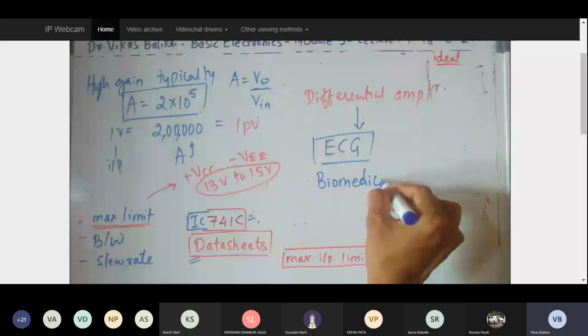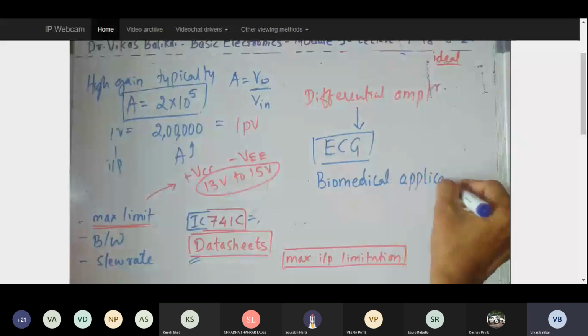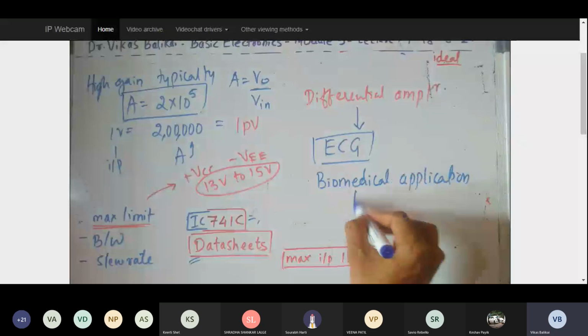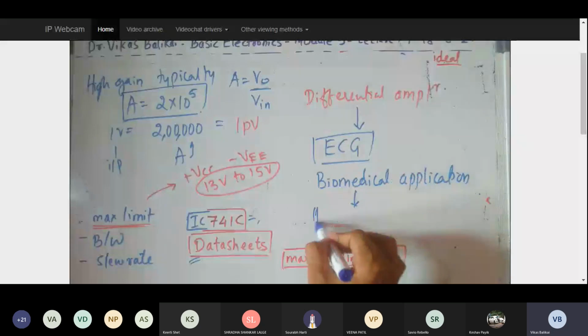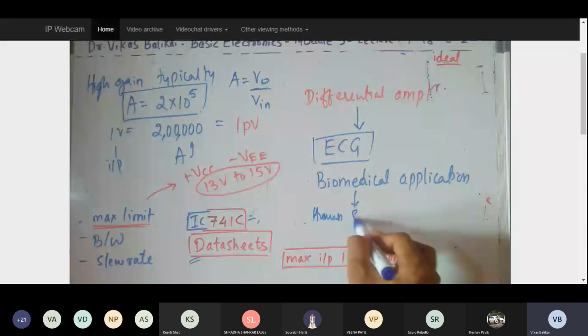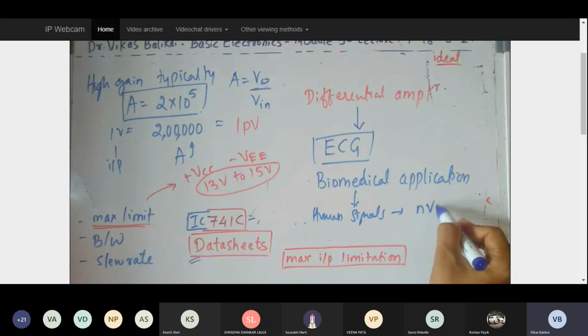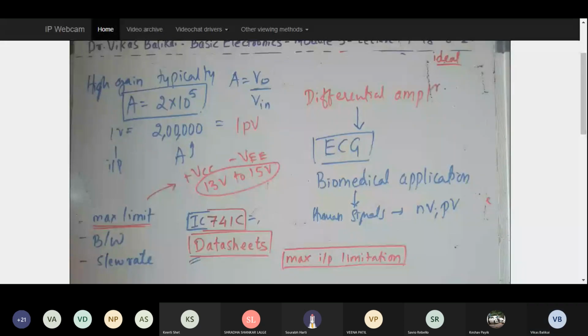Why? All your biomedical signals, or the human signals, whatever the human body generates, will be of the order of nanovolts or picovolts. And in order to extract those voltages and read out the variations in the human body, like for example I get the ECG waveforms, it will be in the form of PQRS, something like this, right?